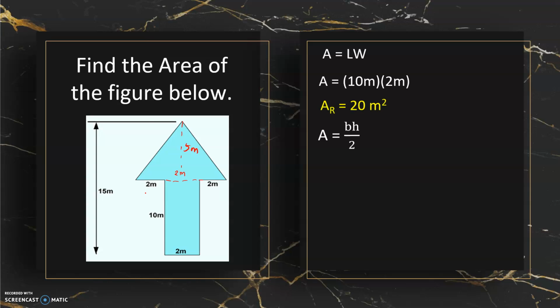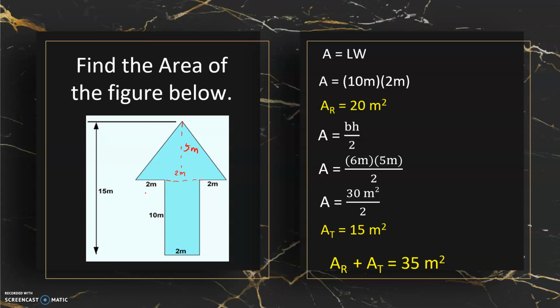Then for the triangle, we have base times height divided by 2. So we have here 6 meters times 5 meters divided by 2, which is 30 square meters divided by 2, which is equivalent to 15 square meters. So if we add 20 square meters and 15 square meters, that will be equal to 35 square meters. Therefore, the area of this composite figure is 35 square meters.